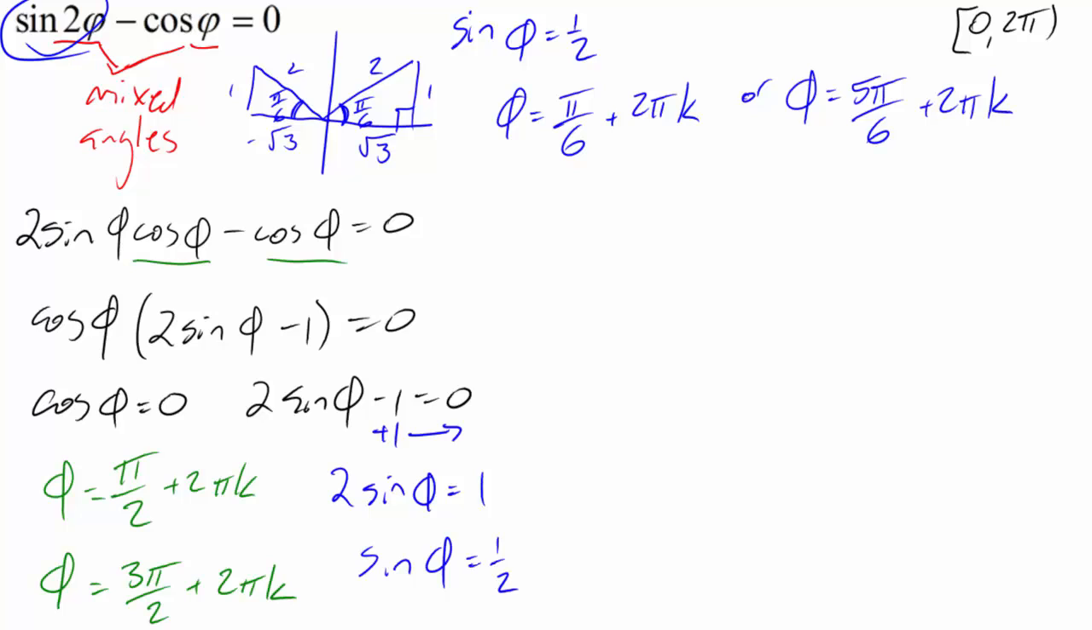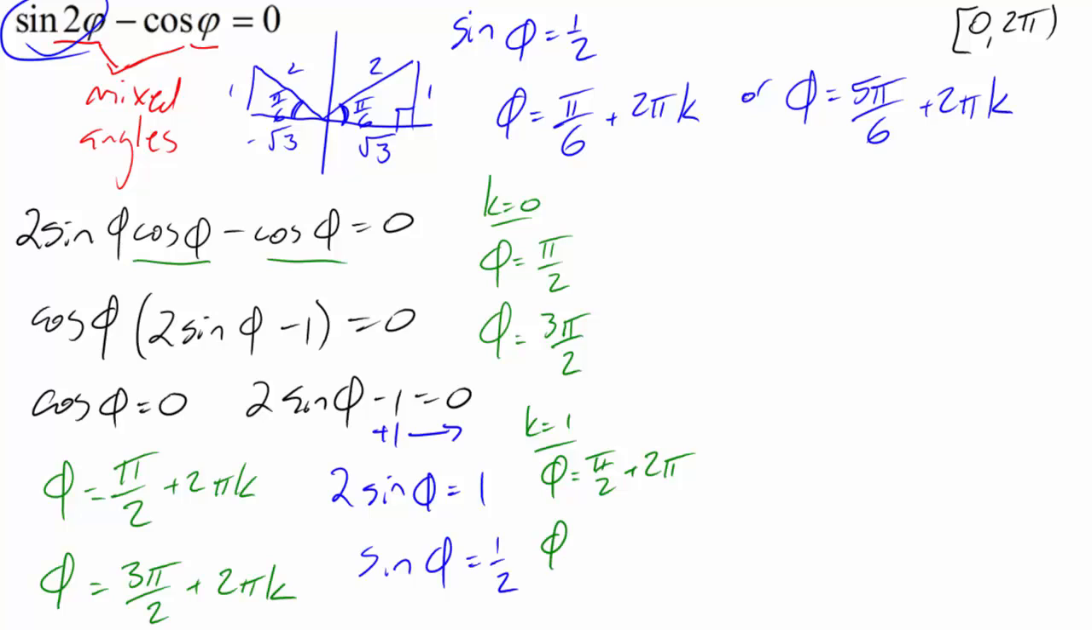All right, so if we start with the angles we found in green from the cosine, for k equals 0, phi equals pi over 2, or phi is equal to 3 pi over 2. And if we do k equals 1, we've got phi equals pi over 2 plus 2 pi, or phi equals 3 pi over 2 plus 2 pi. And since we're supposed to stop right at 2 pi, if we add 2 pi to anything that we've got here, those are going to be too big, so those won't work. Same sort of thing is going to happen with k if you try a -1. It'll be then too small. So we will switch over to the angles we found for sine.